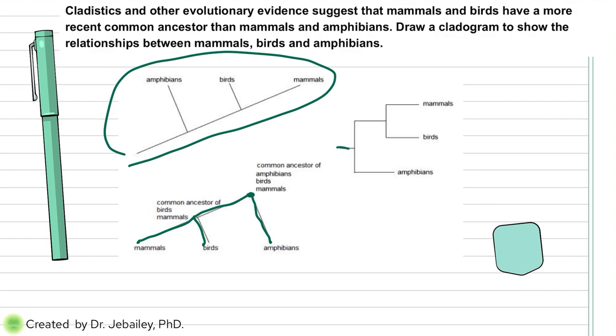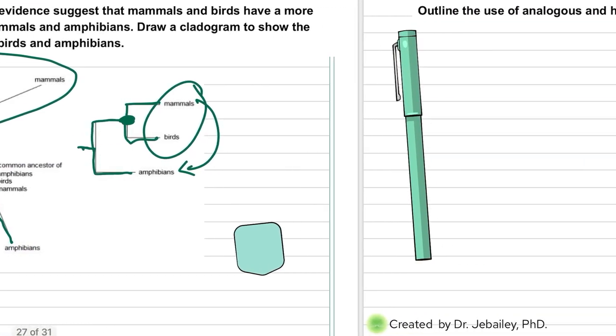Or you can have it this way, where the amphibians separated, and then there was a separation between those two. But of course, right here, it shows a common ancestor. That means they are much more similar to each other, with fewer differences, compared to the mammals and the amphibians. So these are two ways in which you can do the cladogram.